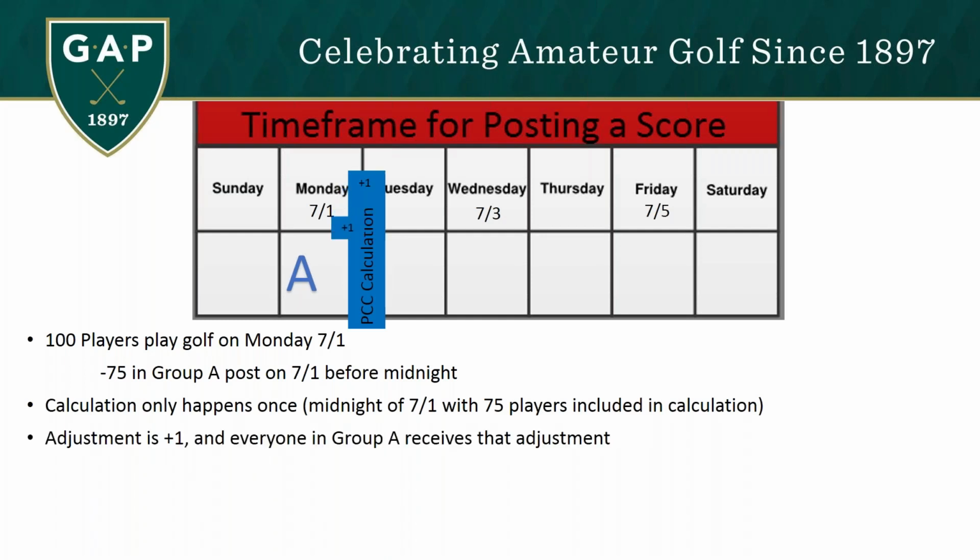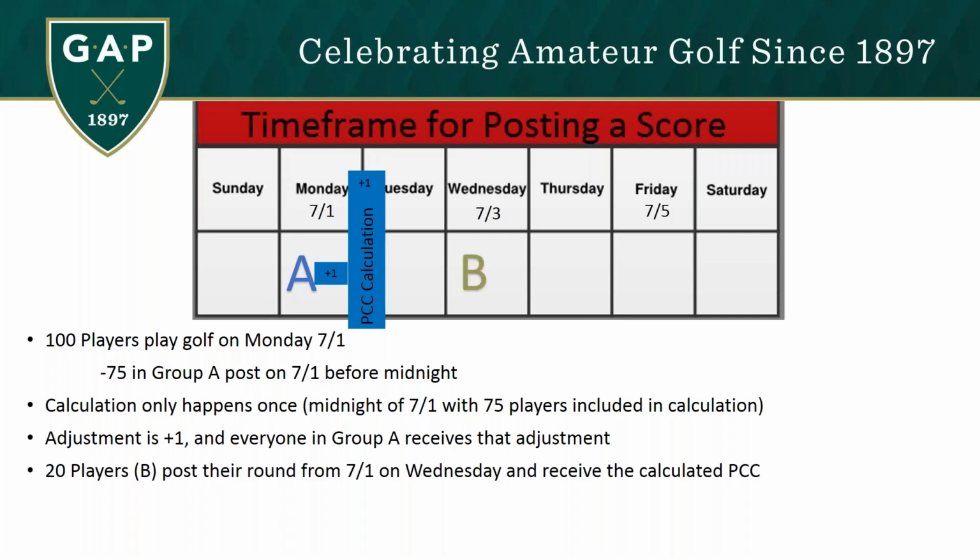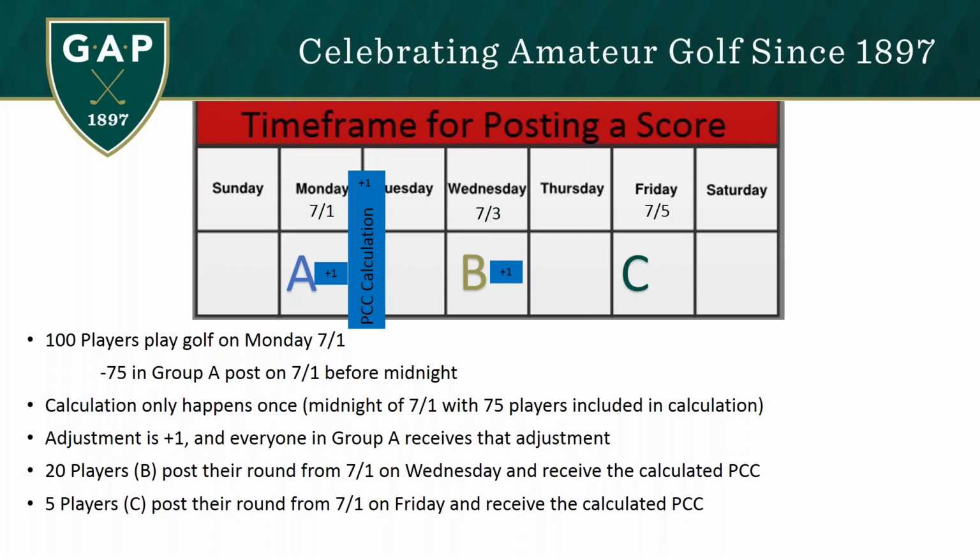So obviously everyone in Group A gets that adjustment of +1 to their record. A couple days later, on July 3rd, 20 players, which we'll call Group B, post their round from 7/1. So they posted on the 3rd, but the date for that round is 7/1 on that specific course. They receive the calculated PCC, but since that PCC is only calculated once, it isn't recalculated. So they get the +1, but there's no recalculation. Same thing happens with the remaining 5 players on Friday the 5th. They post their round, again dated 7/1, and they also receive that calculated PCC of +1.